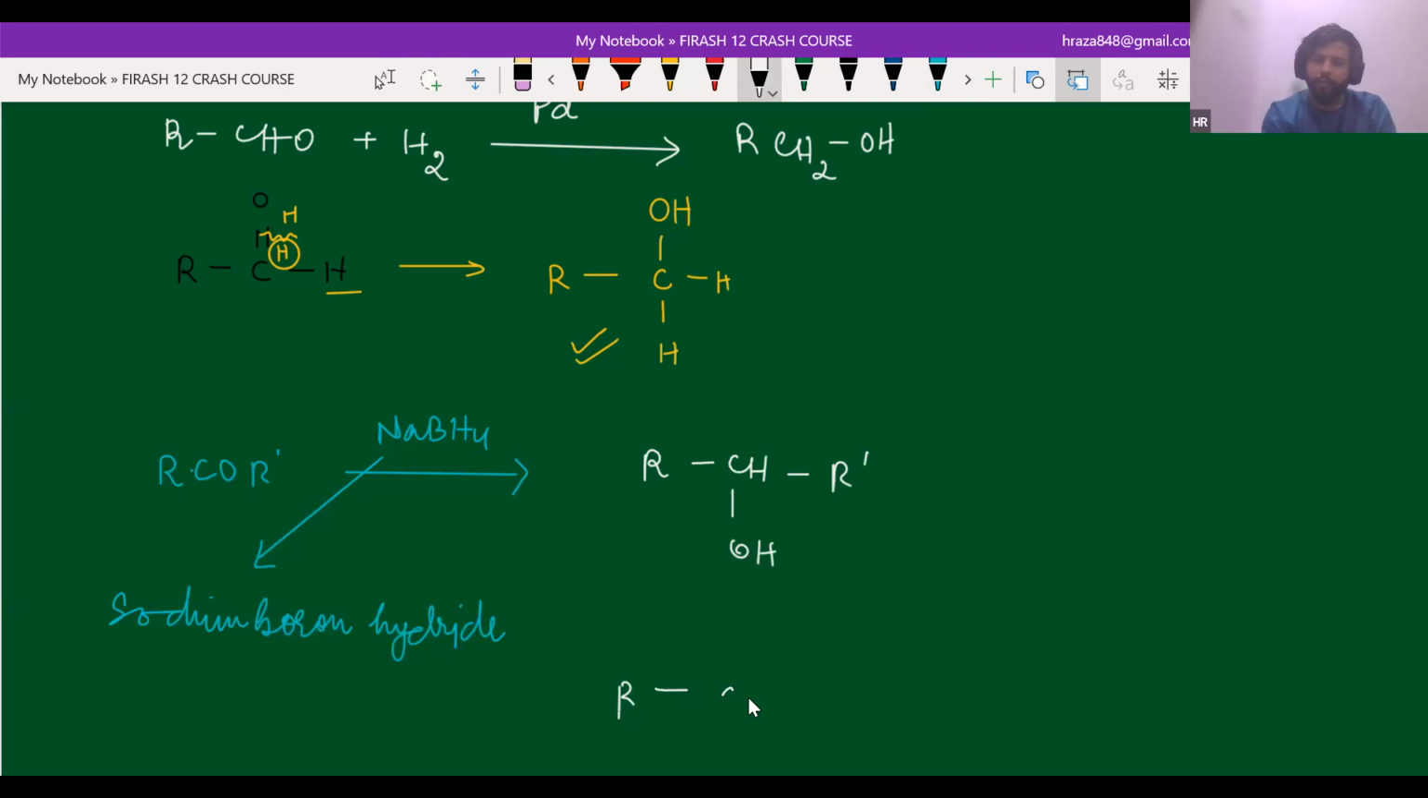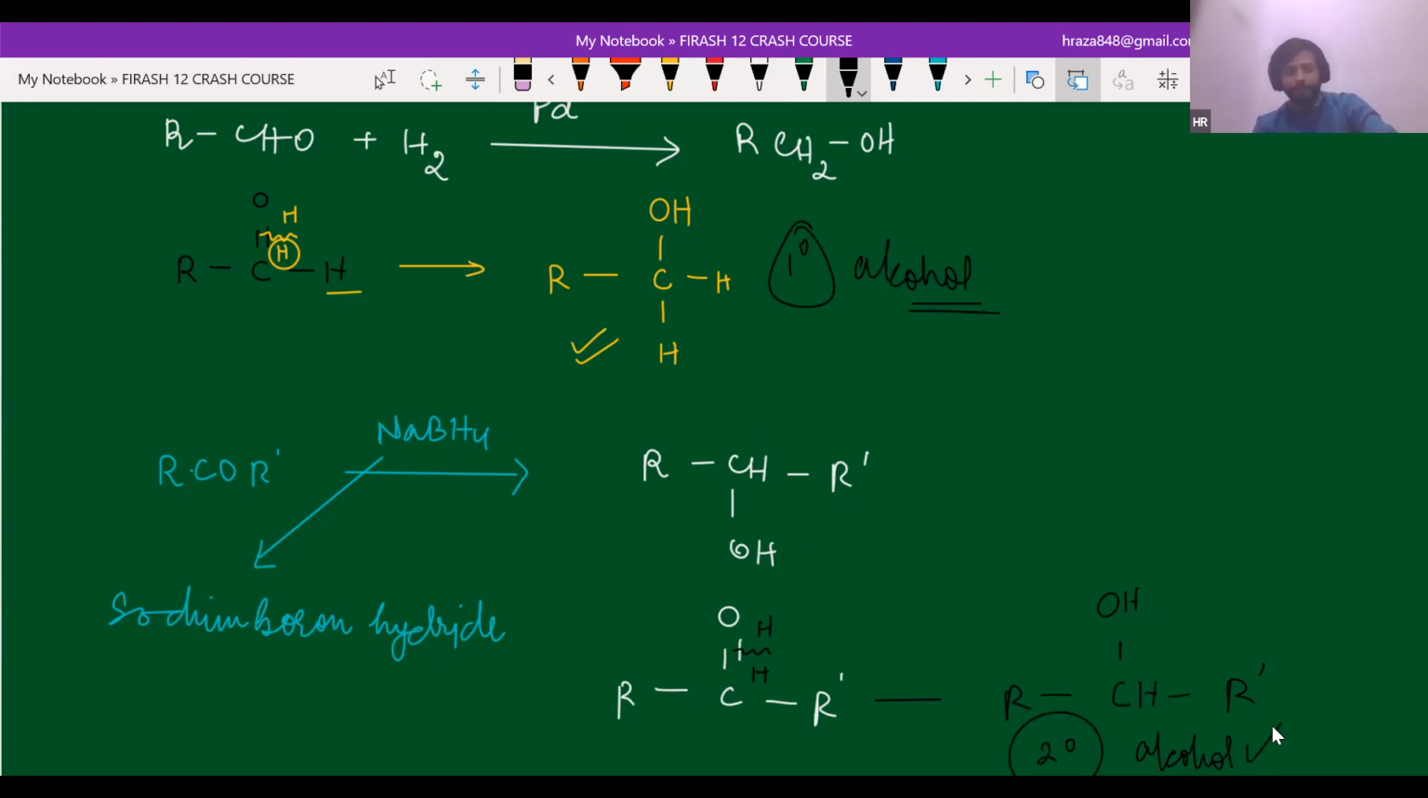How did the reaction take place? It's very easy. Again, I'm going to do the same as in the previous one. Break one of the bonds between carbon and oxygen, add hydrogen here and here. As you can see, R dash is there. So you can see from ketone you are getting 2 degree, and from aldehyde you are getting 1 degree. Are you getting my point? Yes or no, Firaz? Yes.